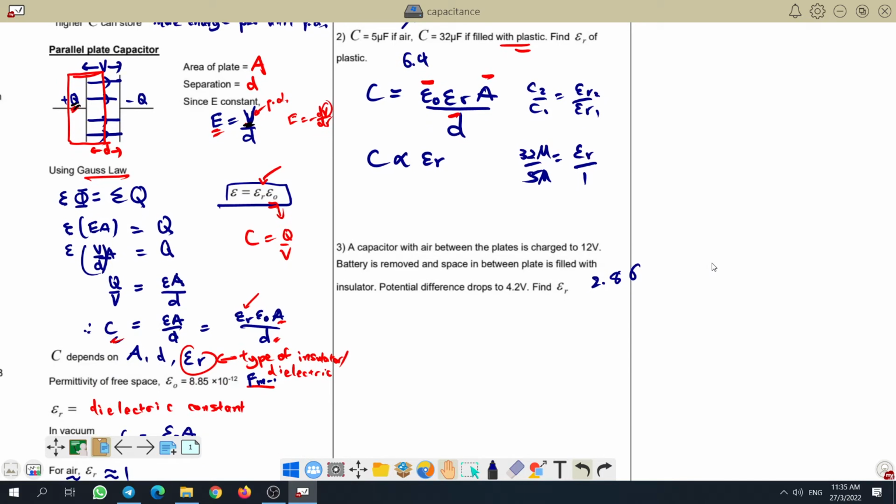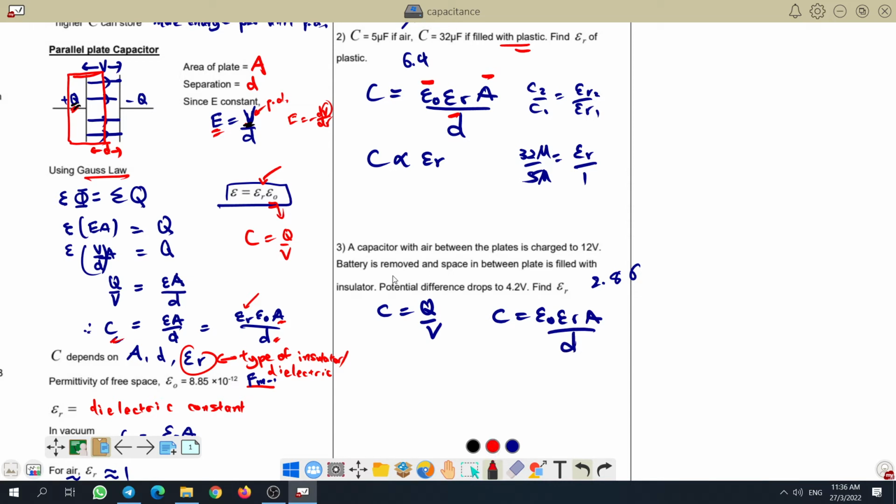Yang kedua, you must know what is constant and what is not constant. A capacitor with air in between the plate is charged to 12 volt. Battery is removed and the space in between is filled with an insulator. Potential difference drops to 4.2. Nombor 3, V yang berubah. So what formula? C equals to Q per V. Yes, okay. C equals to Q per V and C equals to epsilon naught epsilon R A per D.